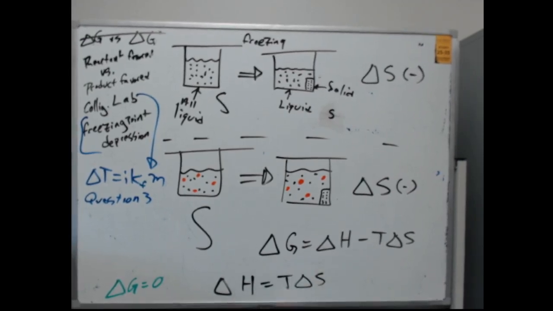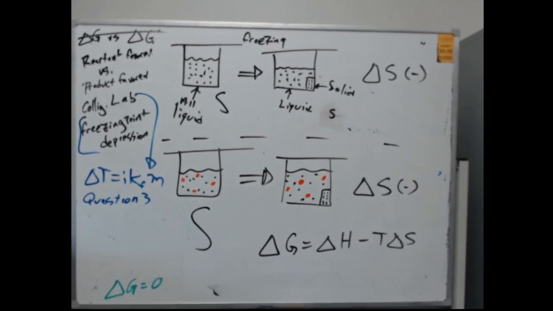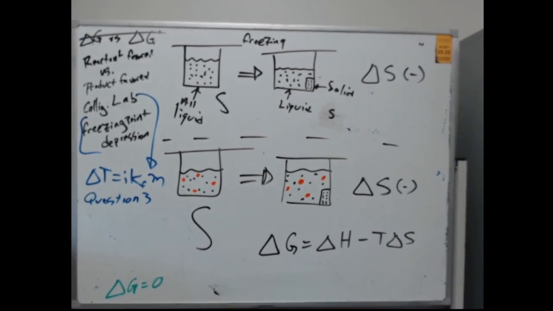I'll write it the other way because people like it this way better. When delta G is equal to 0, I can move this over and have T delta S equal to delta H. That's going to be the spot at which it switches from being spontaneous to non-spontaneous. I'm using that language because we're not doing chemical equilibrium yet. So again, for freezing, this makes sense for us.